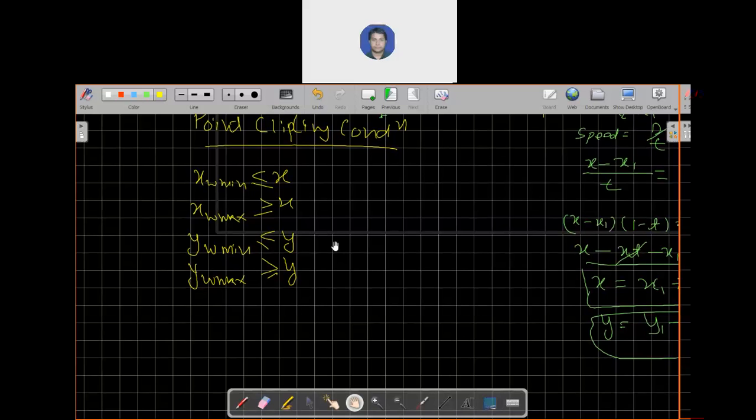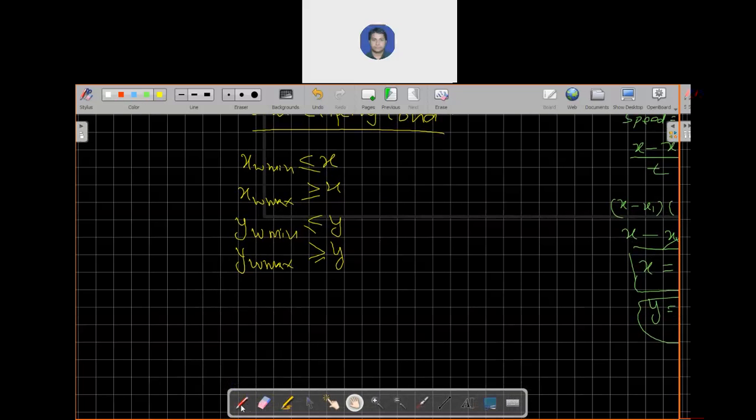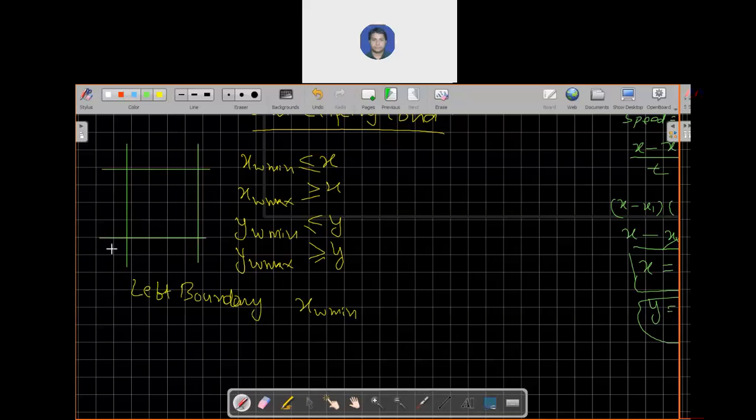So what are the equations of the value of x and y? We have derived them from this parametric equation. Let me draw here. This xw min shows the left boundary of your clip window, and xw max shows the right boundary of your clip window, and yw min shows the bottom boundary, and yw max shows the top boundary of your clip window.